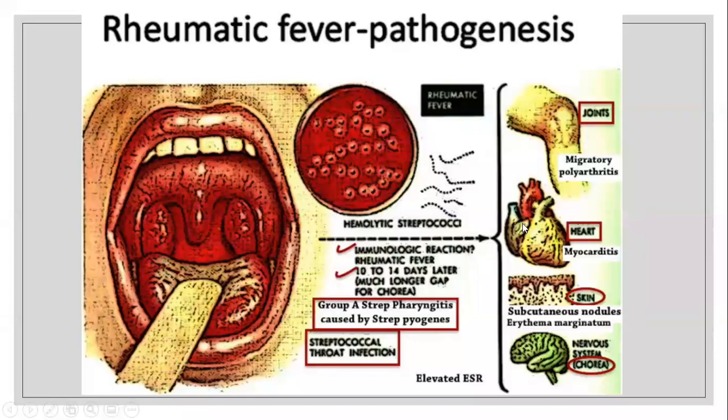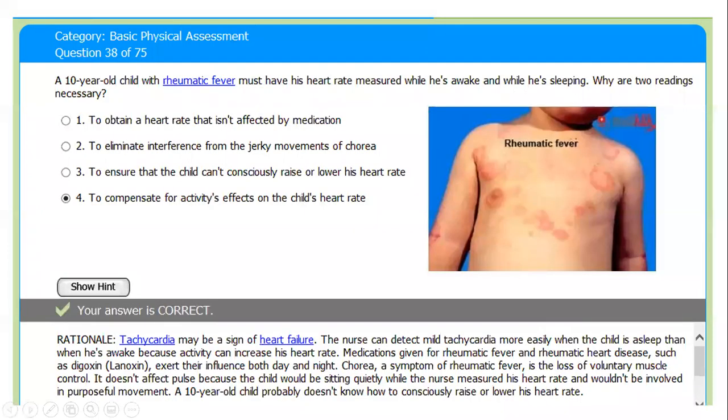our heart, we call it myocarditis. It can affect our joints, as migratory polyarthritis, or our nervous system, we call it chorea, abnormal movement of the limbs. It can also affect the skin: subcutaneous nodules and erythema marginatum. Like this, this child has erythema marginatum. The skin gets involved in rheumatic fever.